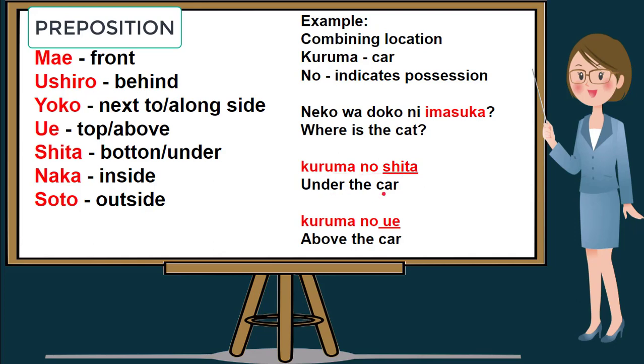We may also answer this question, neko wa doko ni imasu ka, or where is the cat? If we tell that the cat is above the car, we will be using still kuruma no, or car.